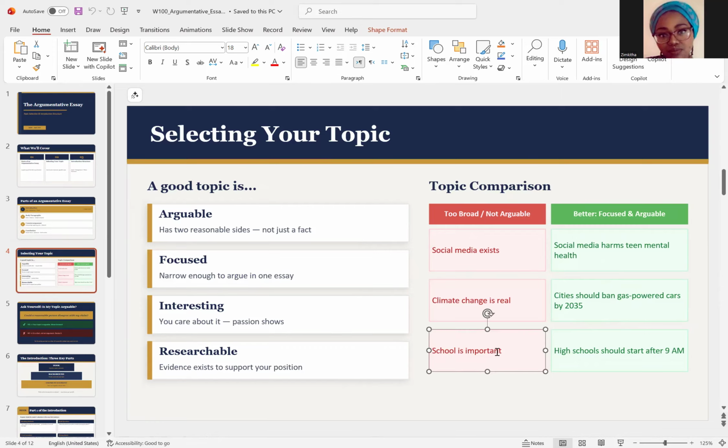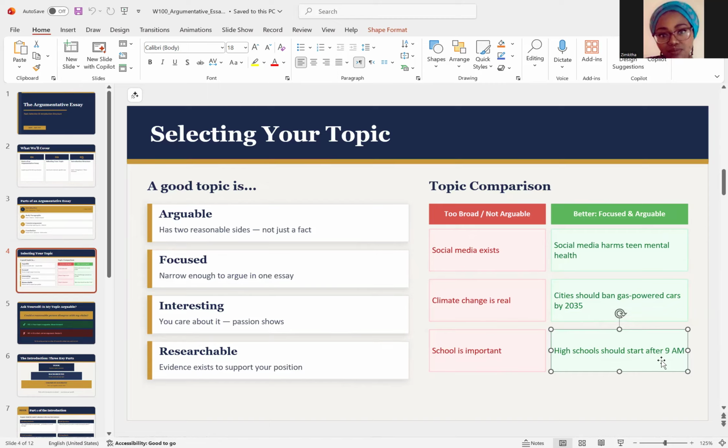The next bad topic is school is important. That is too broad. Like I said to you, education is important. Okay, what are you talking about? It's too broad. Which school? Schools in Iraq, schools in America. And when you talk about schools, you're talking about elementary, middle, primary, or secondary. It's way too broad. But if you say something like high school should start at 9 a.m., that is a lot more specific.